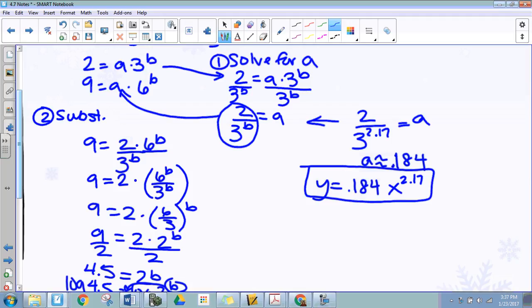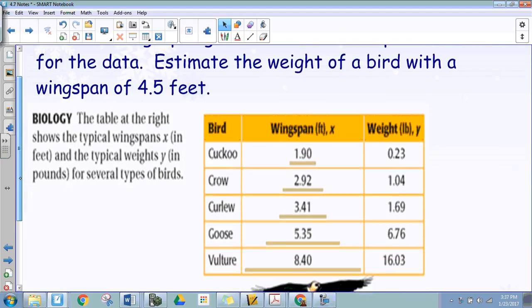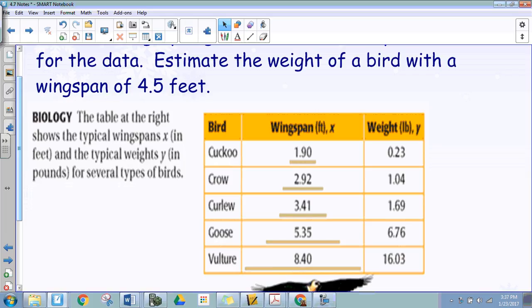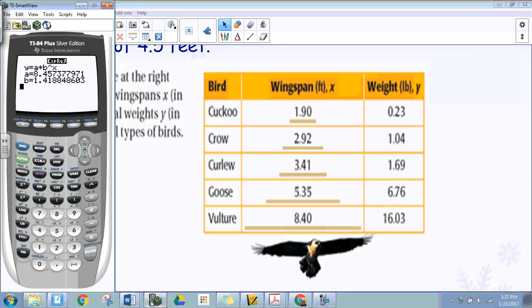Okay, so now we're going to do the same thing with the calculator, but with power regression. Use the graphing calculator to find the power model for the data, and estimate the weight of a bird with a wingspan of 4.5 feet. So here's our table. X is our wingspan, Y is the weight. So you're going to go back to your calculator and do your stat edit again, and I'm going to clear these lists out. So clear, enter, go over here, clear, enter, and then I'm going to enter in that data.